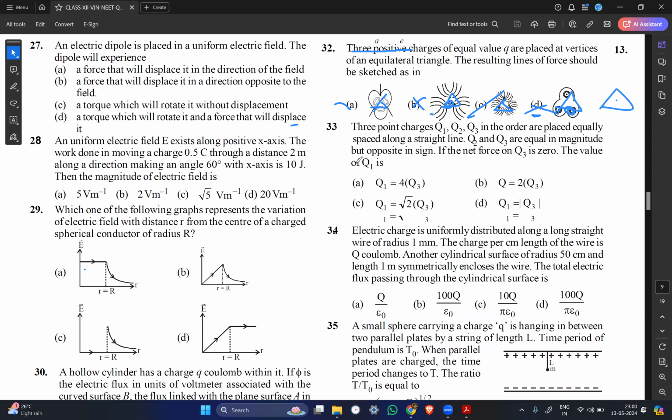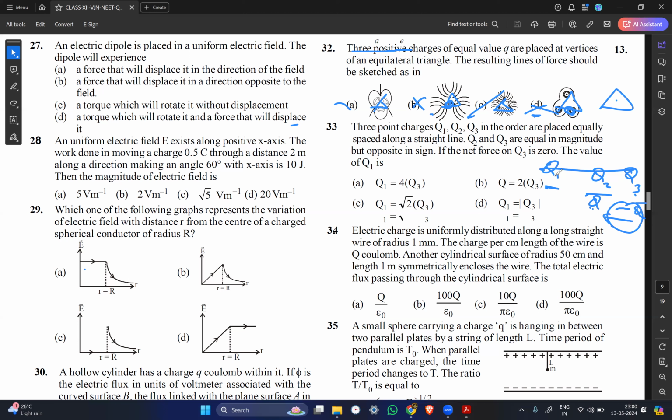33. Three point charges Q1, Q2, Q3 in the order are placed equally spaced along a straight line. Q2 and Q3 are equal in magnitude but opposite in sign, so Q and minus Q. The net force on Q3 is 0. The net force on this is 0. The value of Q1 is?